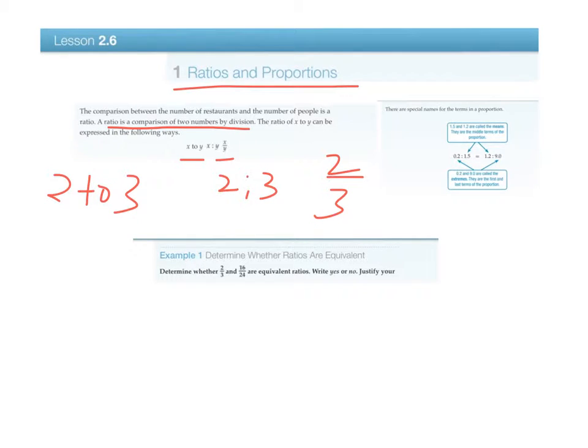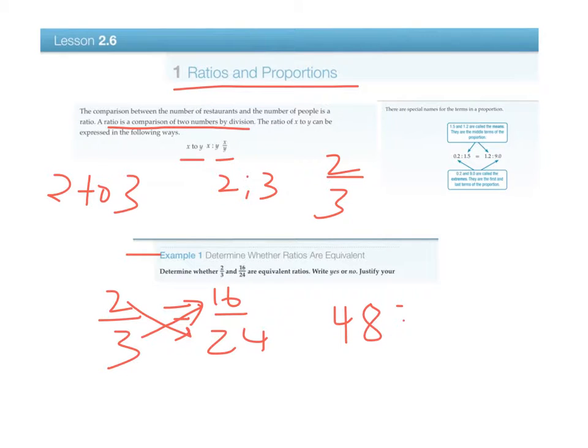Now we can determine whether ratios are equal by cross multiplying them. So if I have 2 over 3 and I want to know if it's equal to 16 over 24, I cross multiply diagonally and see if those equal each other. So 2 times 24 is 48, and 3 times 16 is also 48. If they equal each other, then yes, they are equivalent ratios. If not, then obviously they wouldn't be equal ratios. So let's determine this problem.